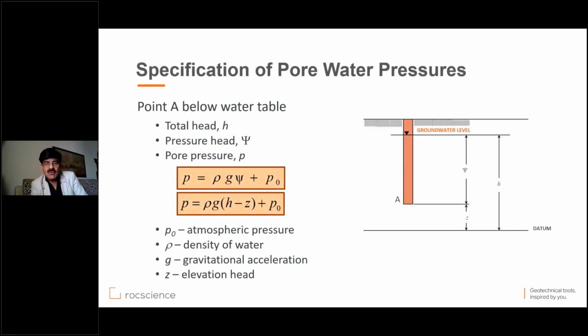How do we specify the pore water pressure in these situations? Take for example point A here, which is located below the water table, and the total head is H, which is measured from a datum from which everything is measured here, and the pressure head is psi. The water pressure at point A would be psi, the height above point A of water, multiplied by the unit weight of water.